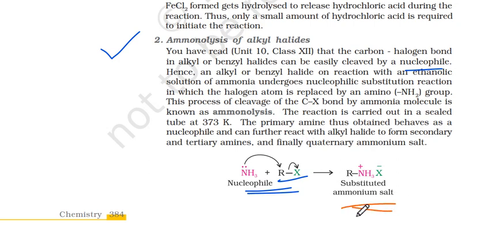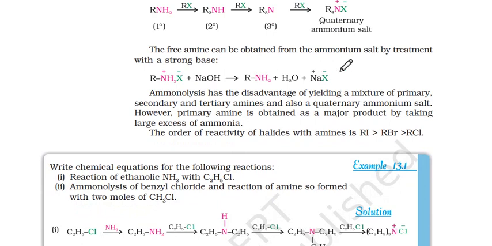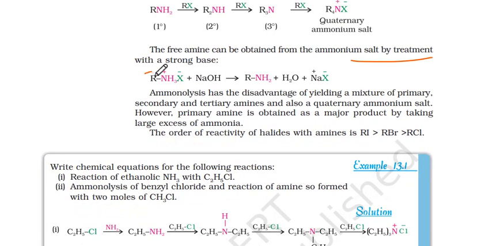If you have taken a closed tube, then the primary amine that you get from here again behaves as a nucleophile which will again attack this RX, and again secondary and then tertiary, and finally you will get a quaternary ammonium salt. Alright. The free amine can be obtained from the ammonium salt by treatment with a strong base. So this salt that you got, if you react it with a base, you will get your free amine again.